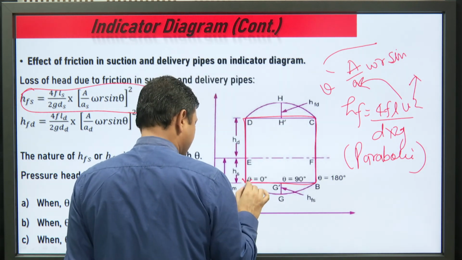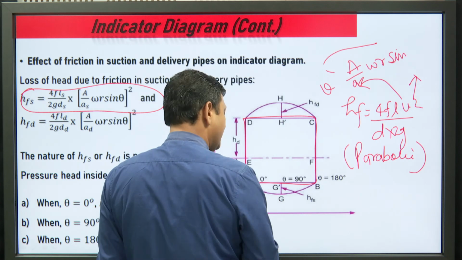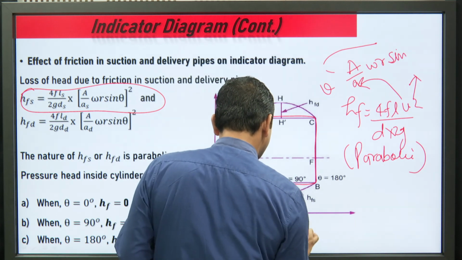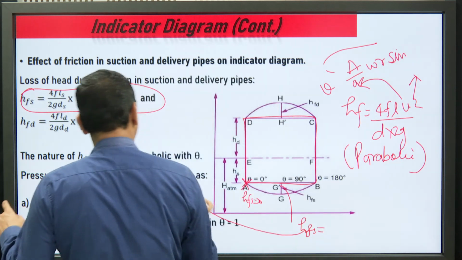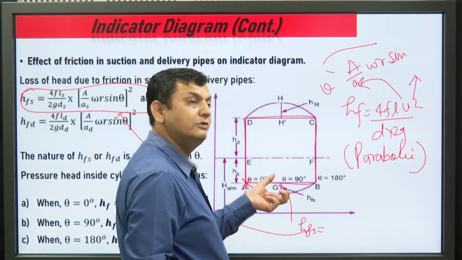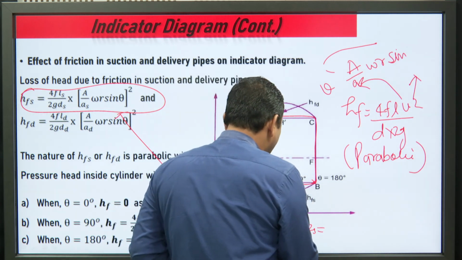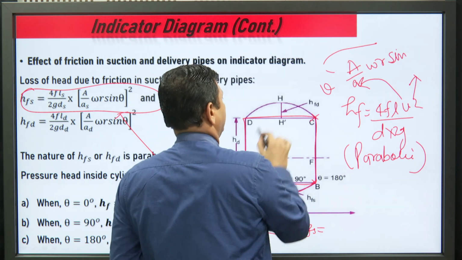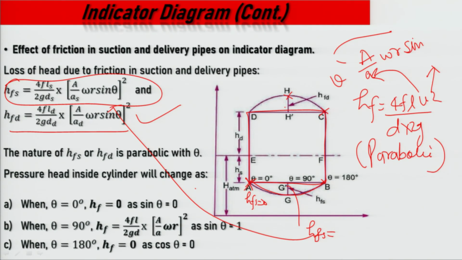At the beginning of the stroke, theta is 0, so there is no effect of friction, HFS is 0. At the middle point there is some value, which is the calculated HFS. At point B it is again 0, and the nature is a parabola. Similarly in the delivery stroke, we calculated HFD, and the nature is a parabola. So we are introducing two more areas.